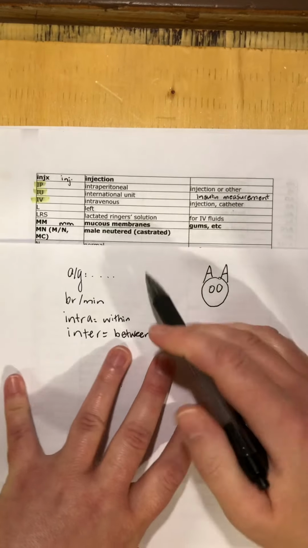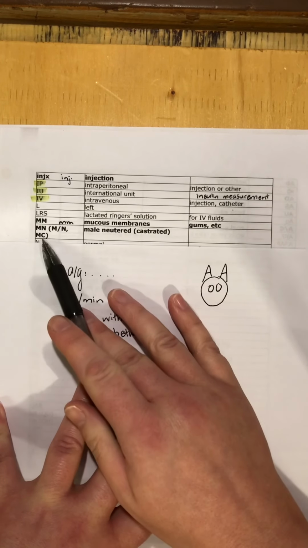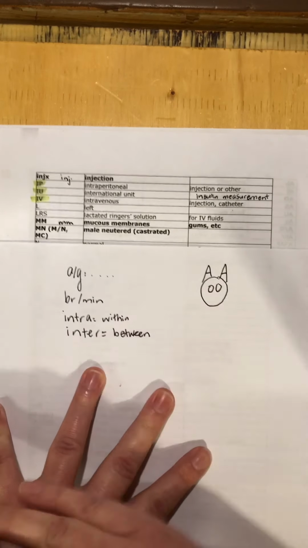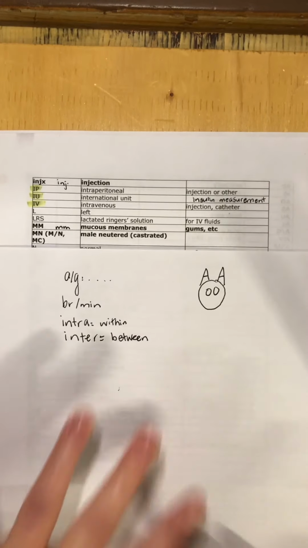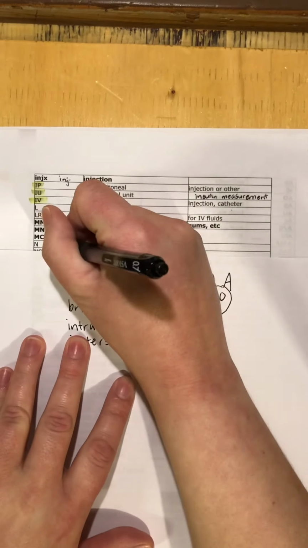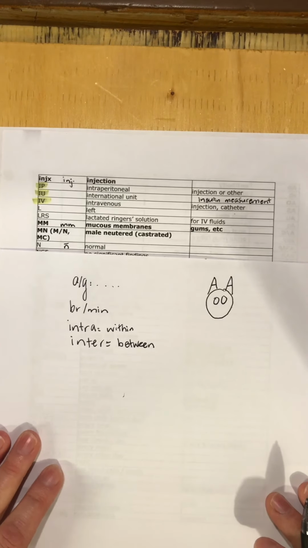So just like we had FS for female spayed, we'll use MN for male neutered. Sometimes you'll see MC for castrated. Castrated and neutered both mean the same thing. The animal no longer has its testicles. N stands for normal. I'll also write normal as a lowercase n with a line over top.